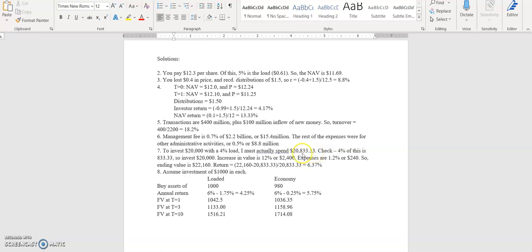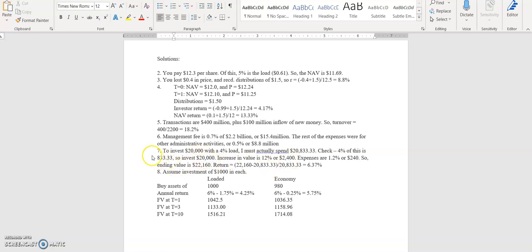That will give me 20,833.33. How can I check? I can take 4% of this investment amount, that's my load, that is 833.33. So out of this investment, so much goes towards the load. The balance is what is invested in the mutual fund, which is 20,000. Now the increase in value is 12%. So 12% of 20,000 is 2,400.